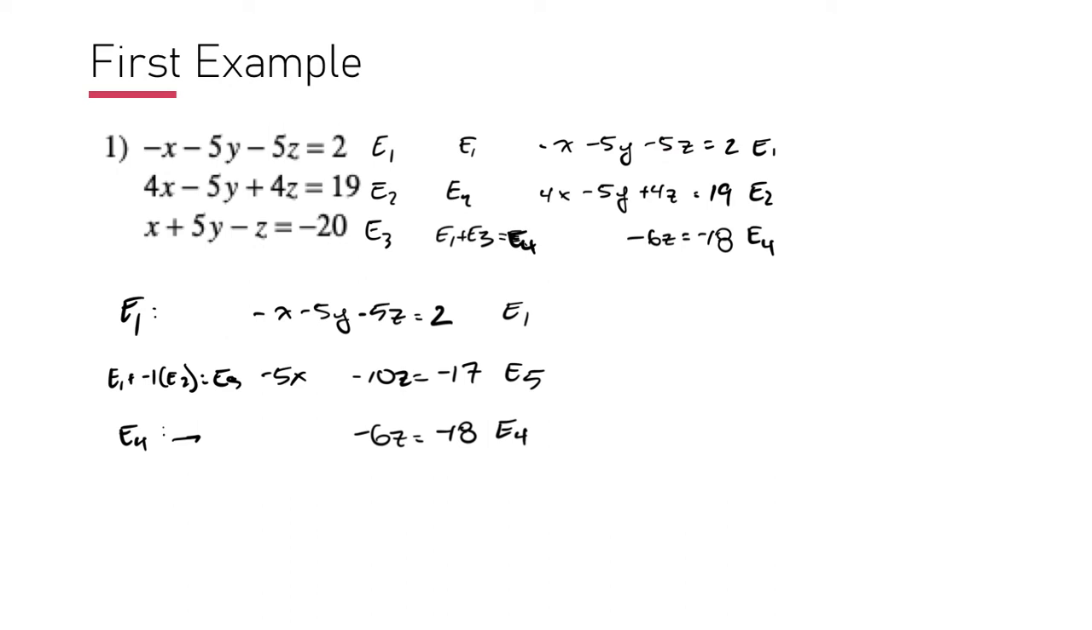Oh, I made a typo, it looks like. I just caught an error there. And that should be a negative 9z. Negative 5 plus negative 4 is negative 9. And then 2 plus negative 19 is negative 17. Now we can start solving.